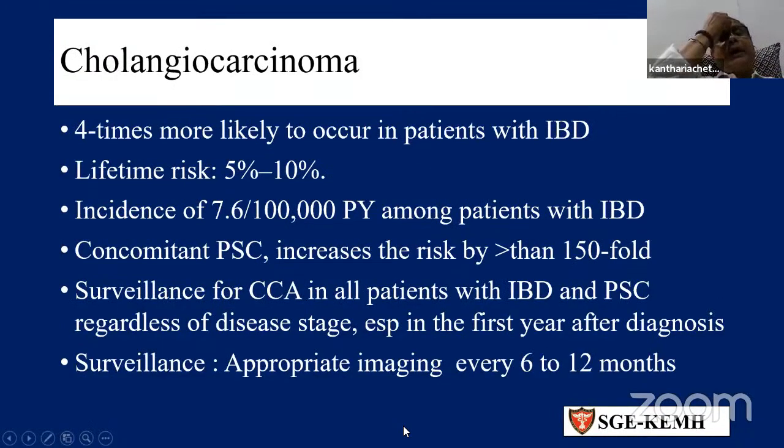Now coming to cholangiocarcinoma. Cholangiocarcinoma is 4 times more likely in patients with IBD. The lifetime risk in these patients with inflammatory bowel disease to develop cholangiocarcinoma is as high as 5 to 10%. The incidence is around 7 to 7.6 per 100,000 patient years among patients with IBD. And this risk increases by more than 150 times if these patients have concomitant PSC along with IBD.